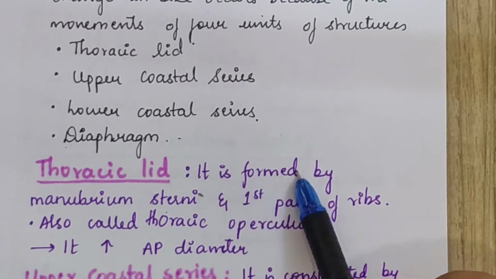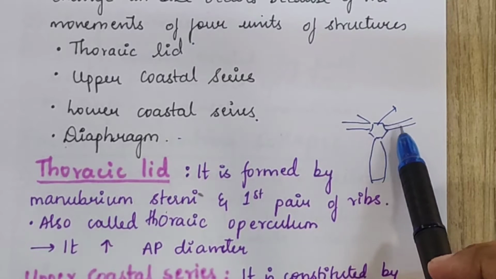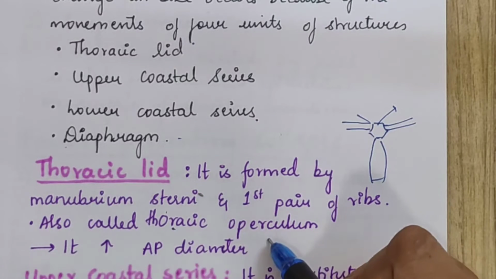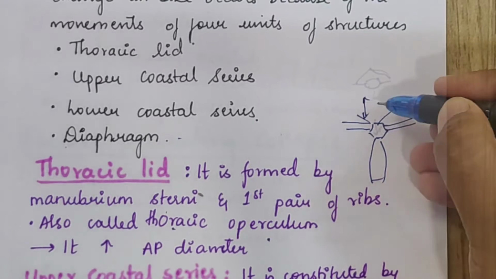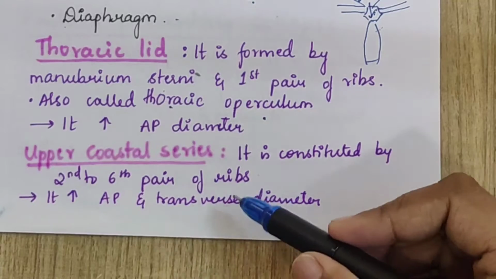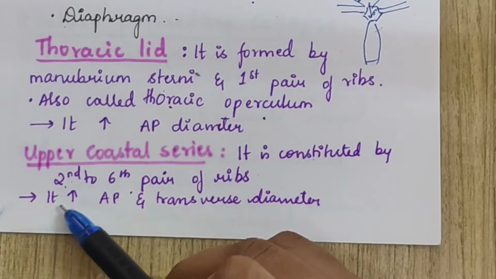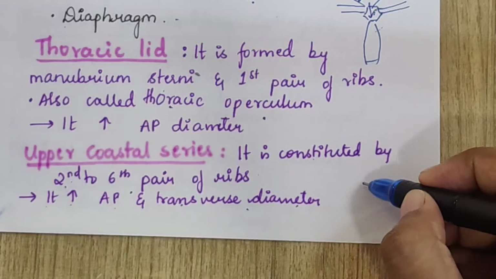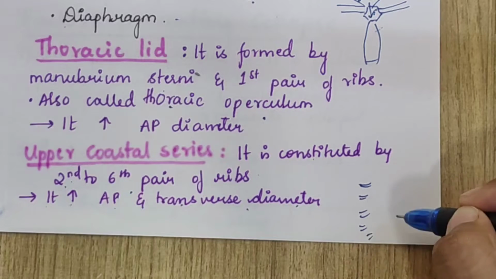Thoracic inlet, it is formed by the manubrium sterni. So the manubrium sterni and the first pair of ribs form our thoracic operculum. There is an increase in the AP diameter. The upper costal series means what? Second to sixth rib. It increases the AP diameter and transverse diameter. Imagine first, second, third, fourth, fifth, like this till 6.